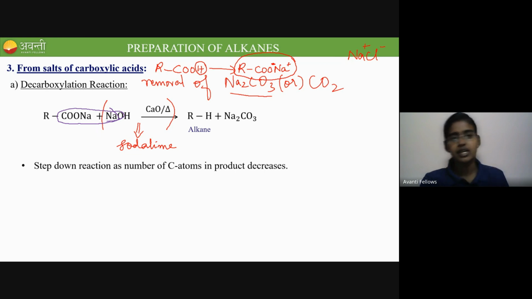If we are taking a 2 carbon containing salt here, we will end up with only 1 carbon. Why are we ending up with 1 carbon? The second carbon goes into this compound as Na2CO3. So 1 carbon is reduced. So this reaction is otherwise called a step down reaction. Let us see an example to understand this reaction better. I'll give you an example.